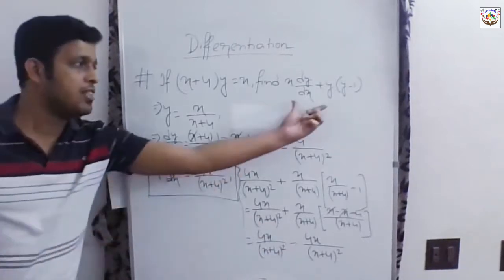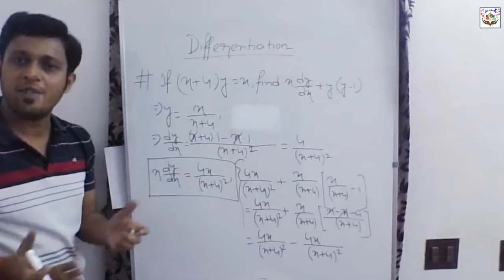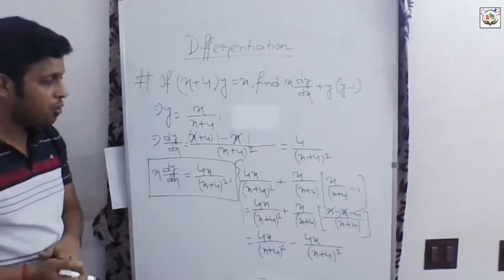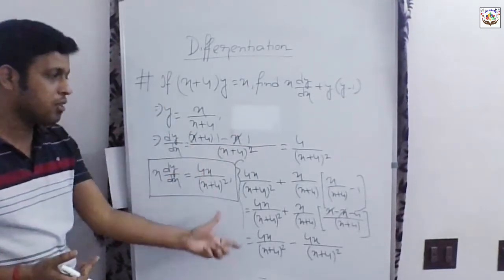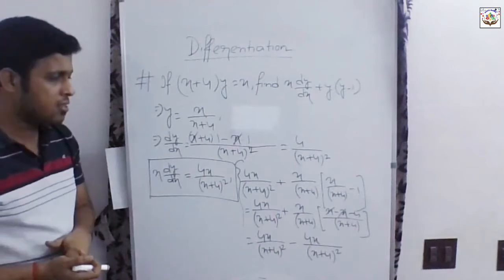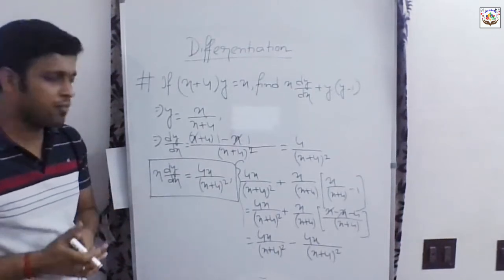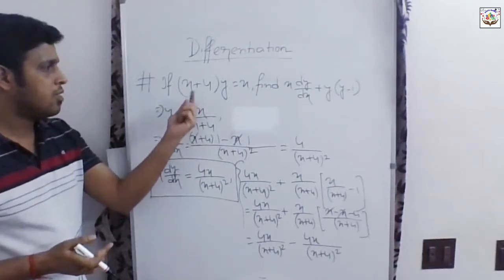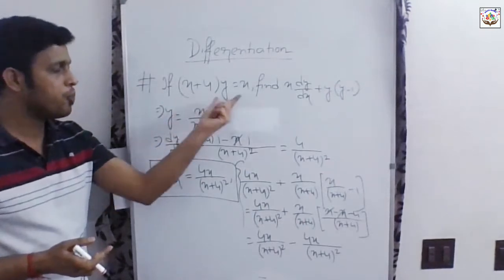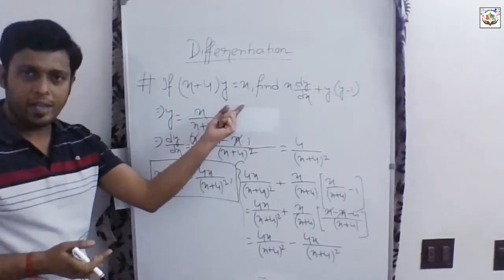So the answer of this expression will be 0. As simple as that. So I hope you have understood this deduction. It's not at all tough. I have just taken the x plus 4 part in the denominator of x.